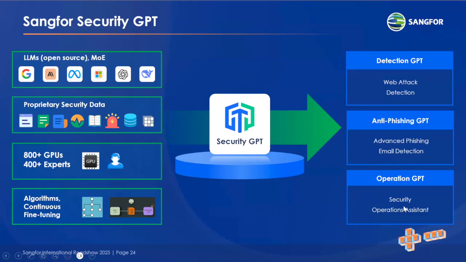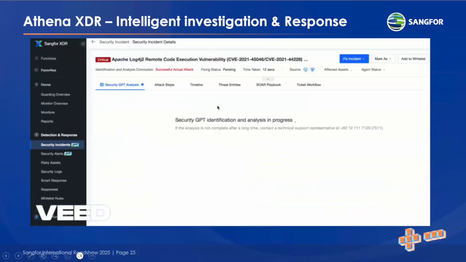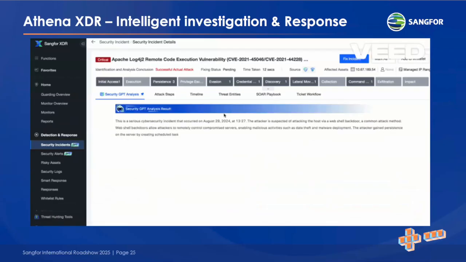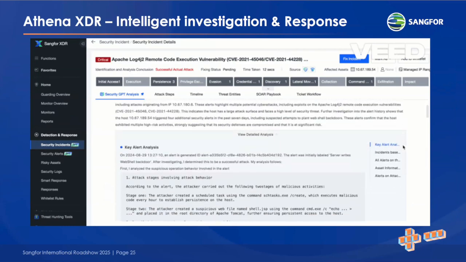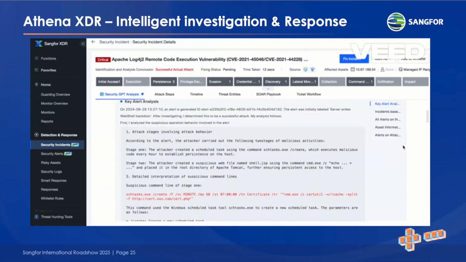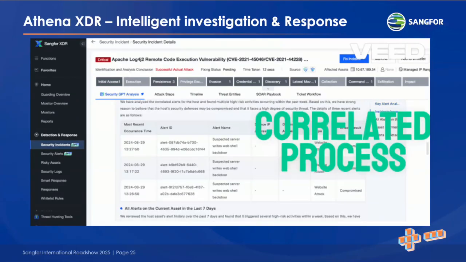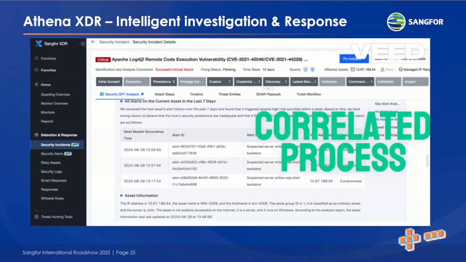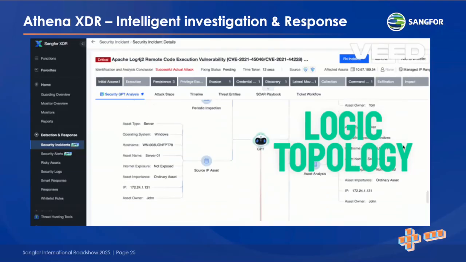And also Operation GPT, how to understand that. Even for a rigid-language instance, we can transform it with Operation GPT so it is very easy to understand. This is Operation GPT. Okay, so here you click one of these instances, and you will see there's a robot to analyze all the context, with general summaries and related alerts. The right part is about root cause analysis and the correlated process. You will see from the process to the IP, from the endpoint to the network, and asset simulation, and also the logic topology.